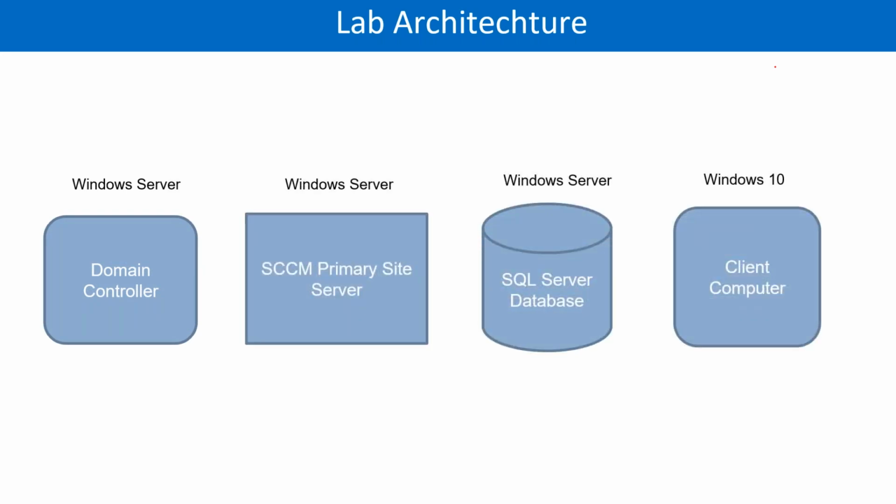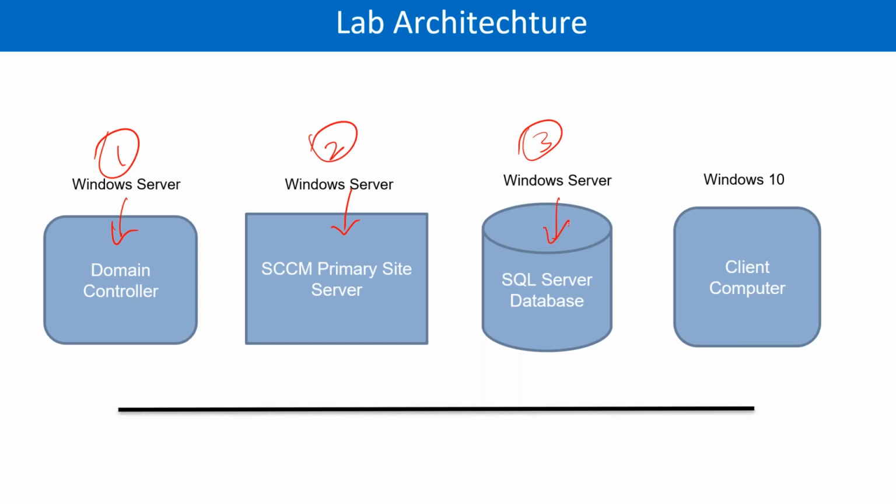Now the lab architecture will be like this. We will have 3 Windows servers. The first one will be your domain controller. Second one will be your SCCM primary site server. Third one will be your database server, and fourth one is your Windows 10 computer. All will be connected to the same LAN network so that they can talk to each other. That will be your lab architecture, guys.